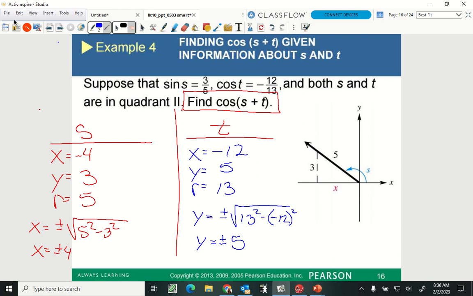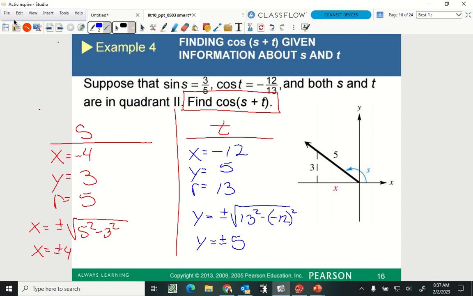Now, this is going to seem like a lot of work, every single one of these, because you have to have x, y, and r from both of the angles. When we do these problems on the test, you're going to do this one time, but you're going to have it for like 3 problems. You're going to use the same x, y, and r for those multiple problems.